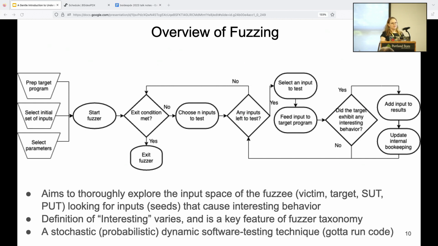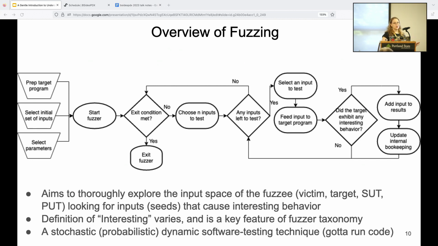And ultimately, fuzzing in its practical form is a stochastic or probabilistic technique. It's dynamic. You have to run the code. That's one of its potential downfalls and why it doesn't fit every situation. Sometimes you can't, or sometimes it's a really bad idea.